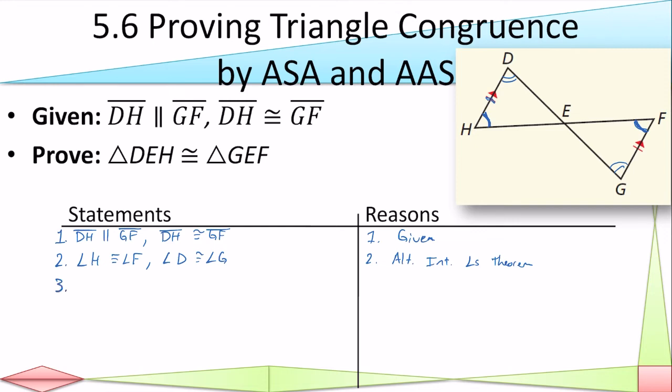And now, do we have enough information yet to say the triangles are congruent? Do we have 3 parts? Why, yes, we do have 3 parts congruent. We have an angle, and then a side, and then the angle. So we have 2 angles. Is the side between the angles? Why, yes, it is. So then we can say our triangles are congruent by angle, side, angle.